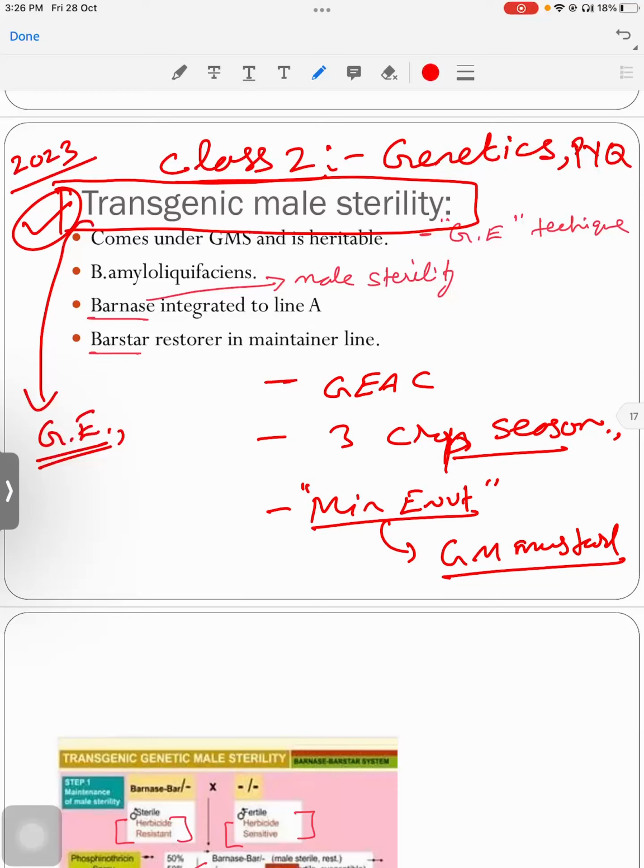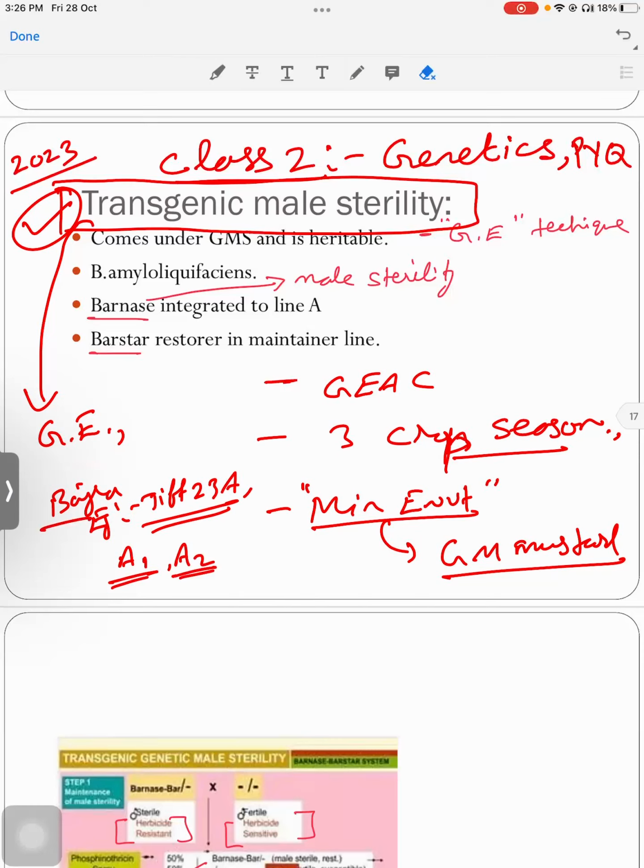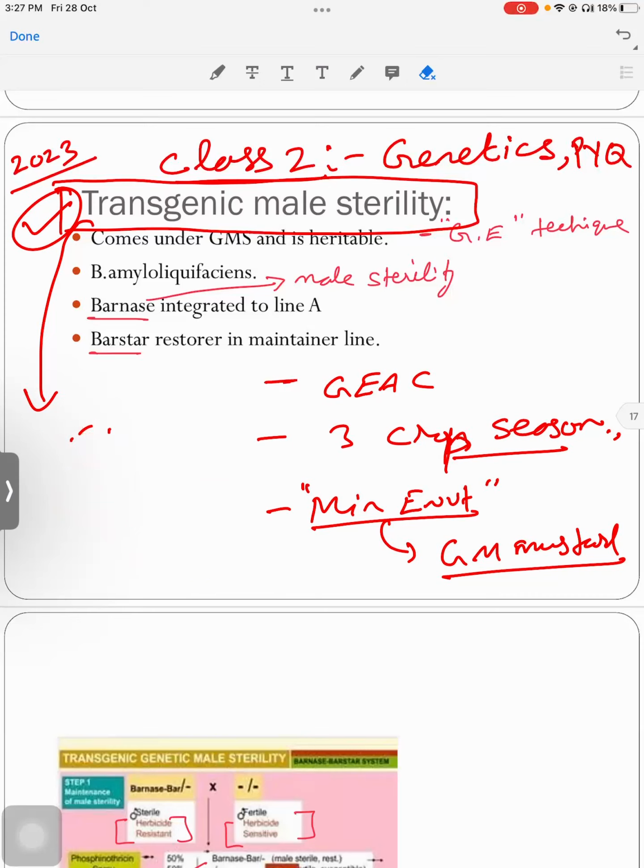For example, in Bajra, we have a very well-established CGMS system like 5023A, and many cytoplasms, A1 cytoplasm, A2, and many others. So there we do not require this transgenic approach. But in mustard and others, we have no well-established CGMS system, so we are going for transgenic. This is similar to GMS. This is CGMS and this is the repetitive one.